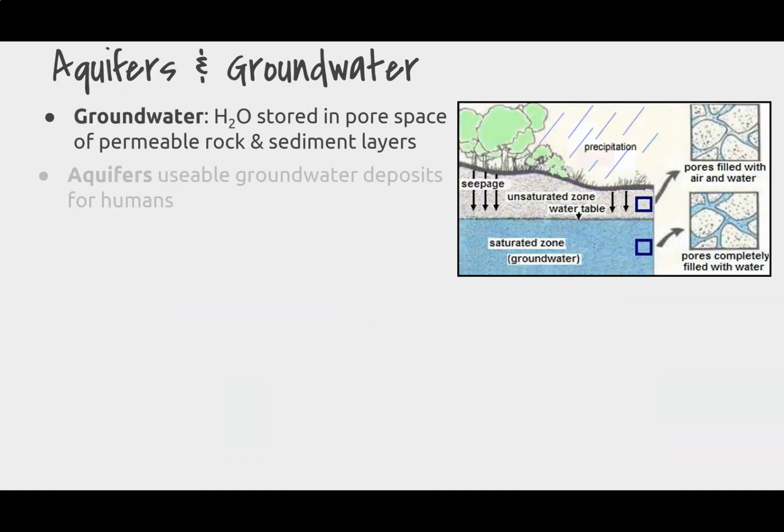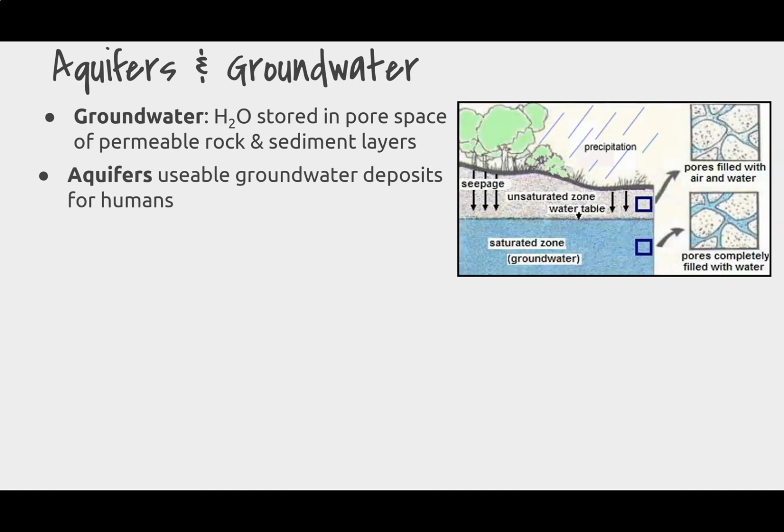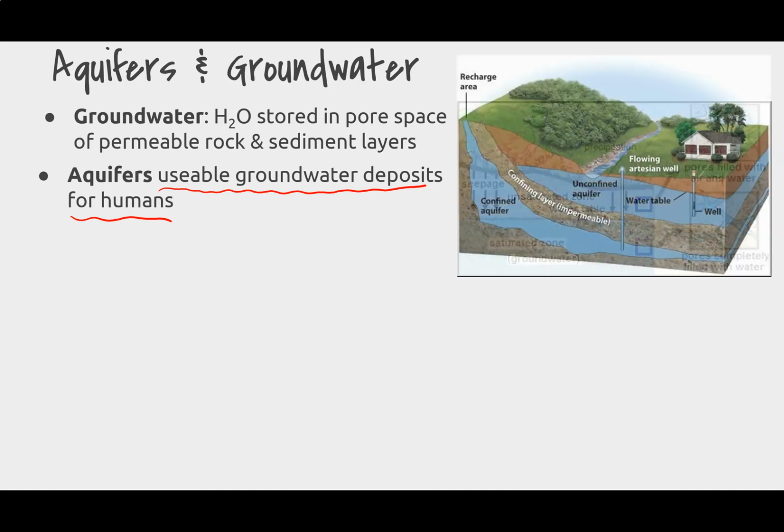And finally, what is this thing called an aquifer? An aquifer is an area of usable groundwater that is deposited underground for people to use, and you have to pull it out using pumps and various methods. But groundwater is the water that's stored in the ground, and an aquifer is usually deeper, and it's kind of like a large deposit of water.